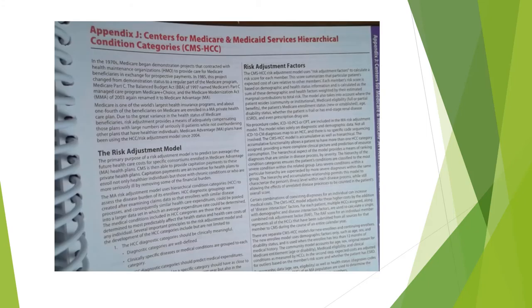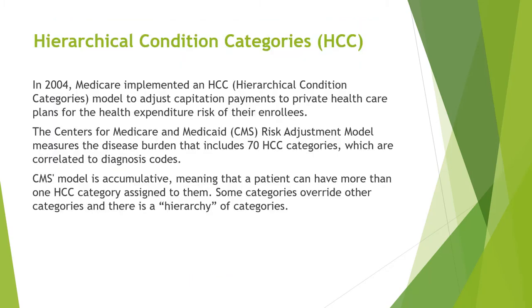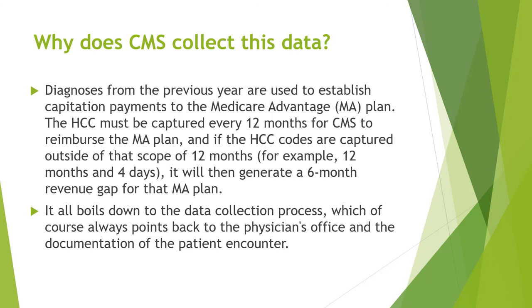Appendix J is the HCCs, which I talked about a little bit earlier. These are hierarchical condition categories. The risk adjustment model is explained there in a little more detail than I'm going to go into. Basically, it was begun in 2004, and it's a way for CMS to capture information on 70 HCC categories. It's called a hierarchy because some categories override other categories, and in that case you're going to choose by your hierarchy which you're going to report.